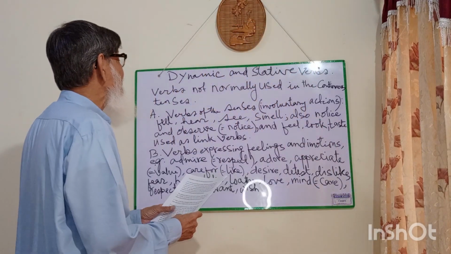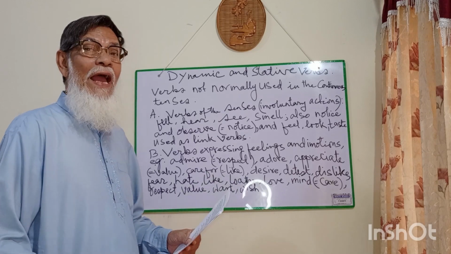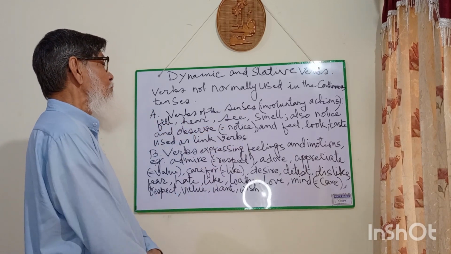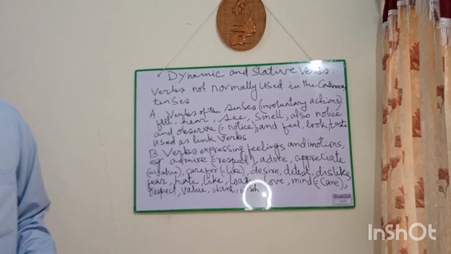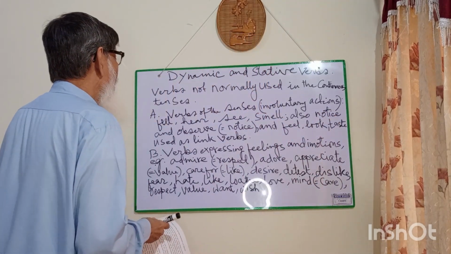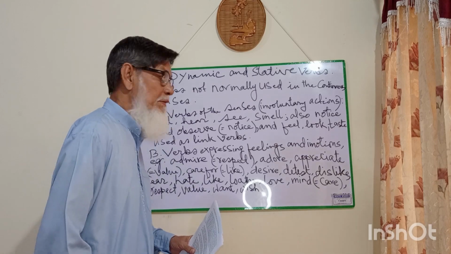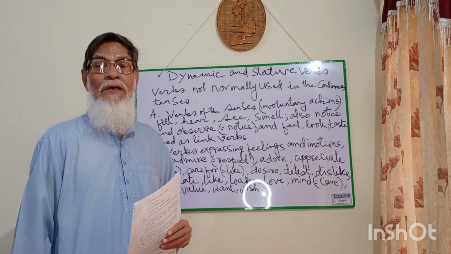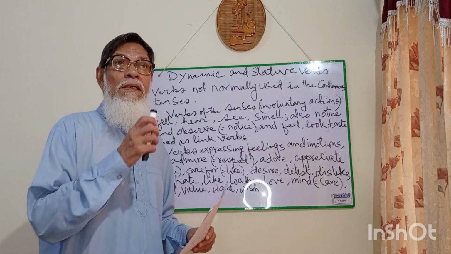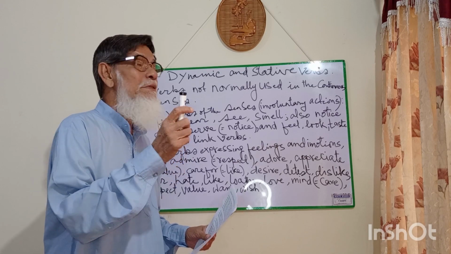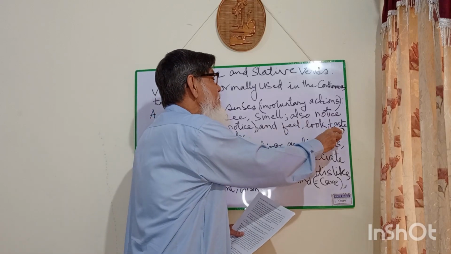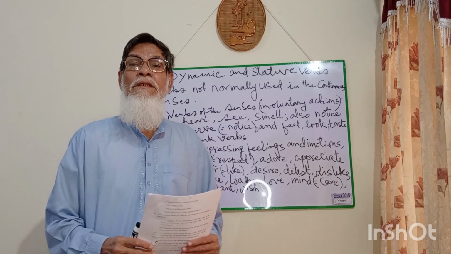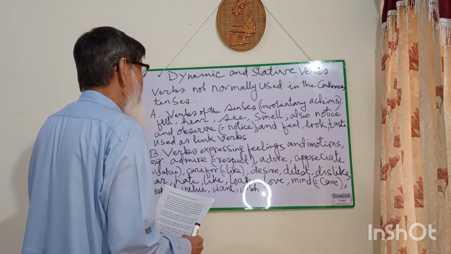Now, verbs of senses, that is involuntary actions, the actions that happen automatically, they are feel, hear, see, smell, also notice, and observe when it means notice. And feel, look, taste, used as link verbs. It tastes sour. It tastes sour. Sour is linked with it through this taste. And this is a verb, we call it link verb. It links between two words in the sentence.